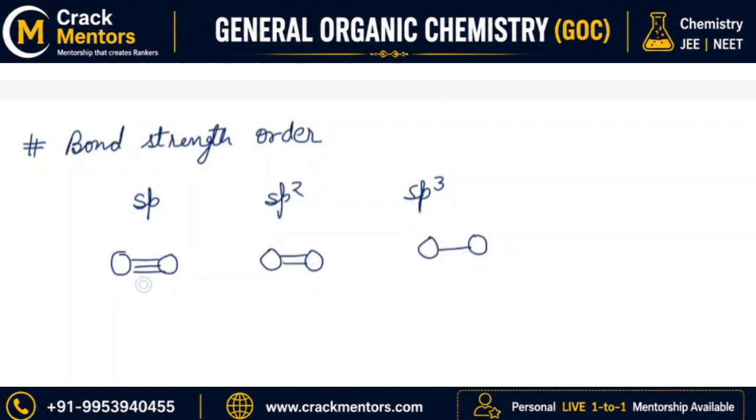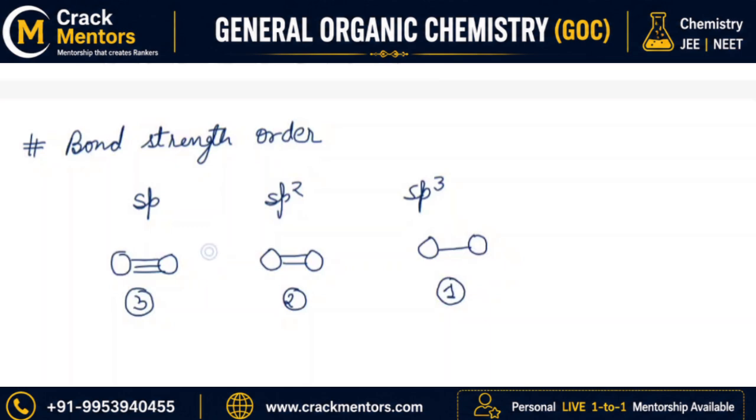So if 2 things are being combined to each other by 3 overlappings in total, here only 2 overlappings, here only 1 overlapping, now you tell me whether 3 overlappings, 3 bonds will be stronger, or 1 bond will be stronger. So your common sense says this.